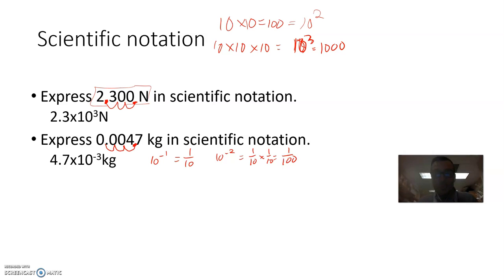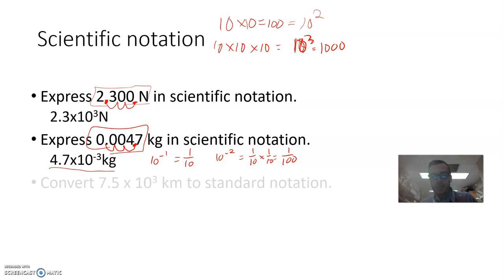And if I multiply something by 1/100th, a fraction, it's going to get really tiny, right? So small numbers get negative exponents. So this started as a small number. Our final answer has one non-zero integer to the left of the decimal, and it has a negative exponent. All right, so that's how you go from regular numbers to scientific notation.